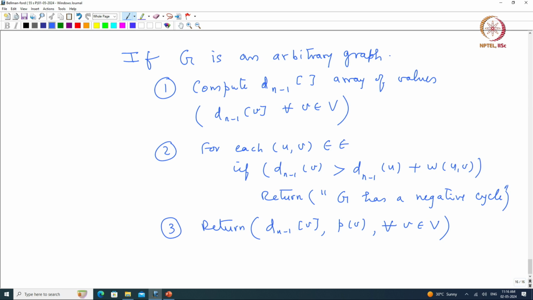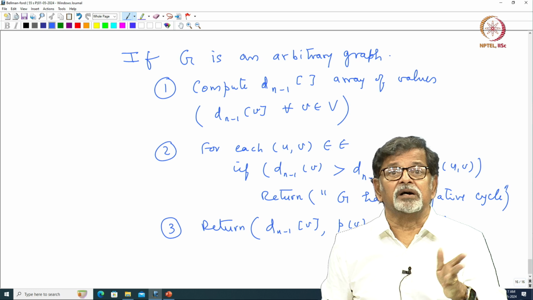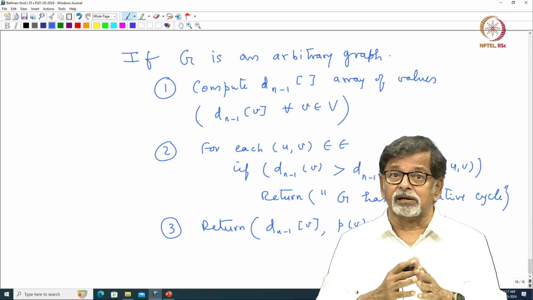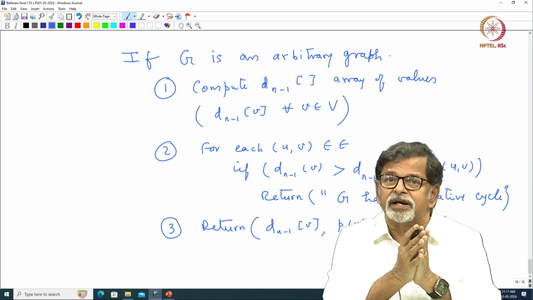Notice that I am not returning the D values, P values, nothing. I am only reporting that G has a negative cycle. That is because if G has a negative cycle, all the computation I have done, of course, is useless. The D values are not shortest path weights at all. So I am not going to return any of them. Okay, so this is the complete Bellman Ford algorithm. The Bellman Ford algorithm, if G has no negative cycle, returns the shortest path weights. If G has a negative cycle, it reports that it has indeed a negative cycle.